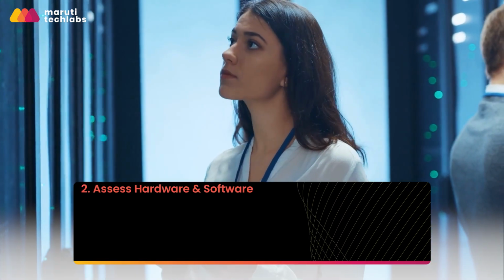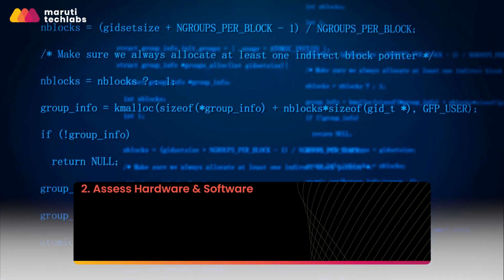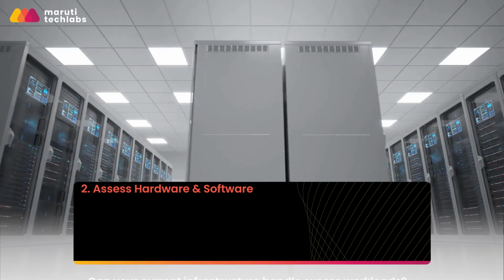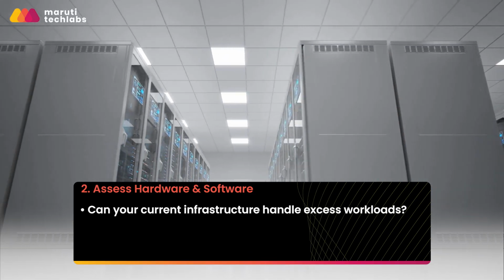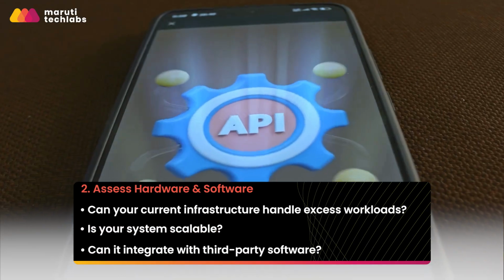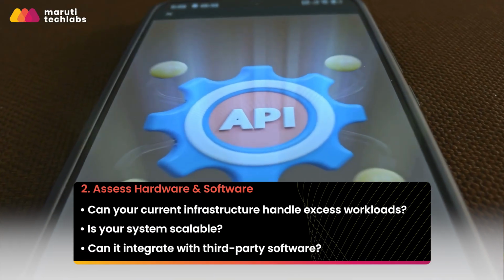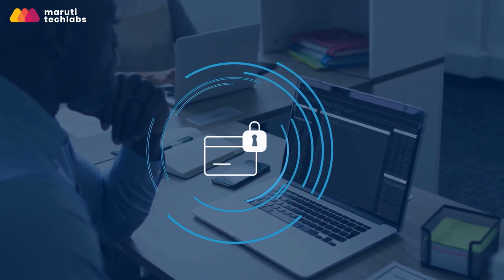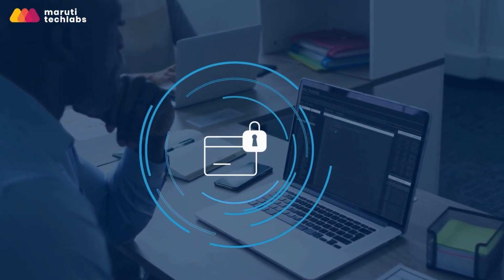Step 2. Assess hardware and software. Hardware assessment can be done to find answers to questions like, can your current infrastructure handle excess workloads? Is your system scalable? Can it integrate with third-party software? Identify any security vulnerabilities and how well your system integrates with other technologies.